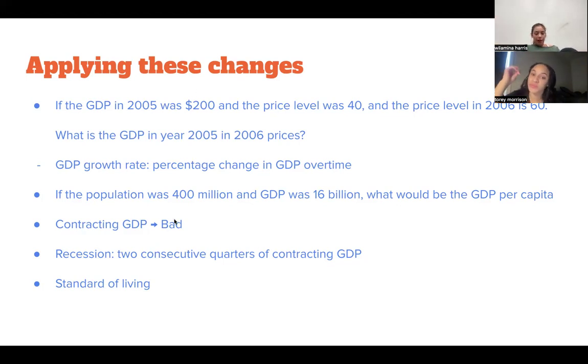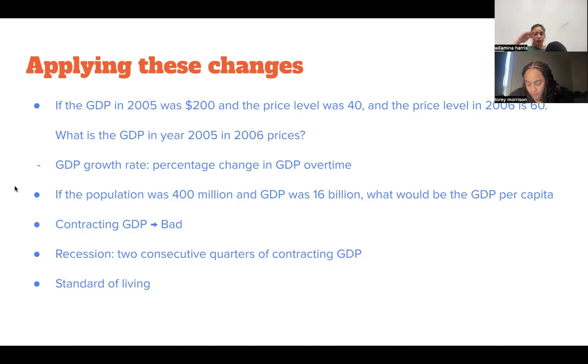And then for calculating for population: if the population was 400 million and the GDP was 16 billion, what would be the GDP per capita? GDP per capita is how we correct for population. You calculate that by doing GDP over population, which for this problem is 16 billion over 400 million. So the GDP per capita would be 40.